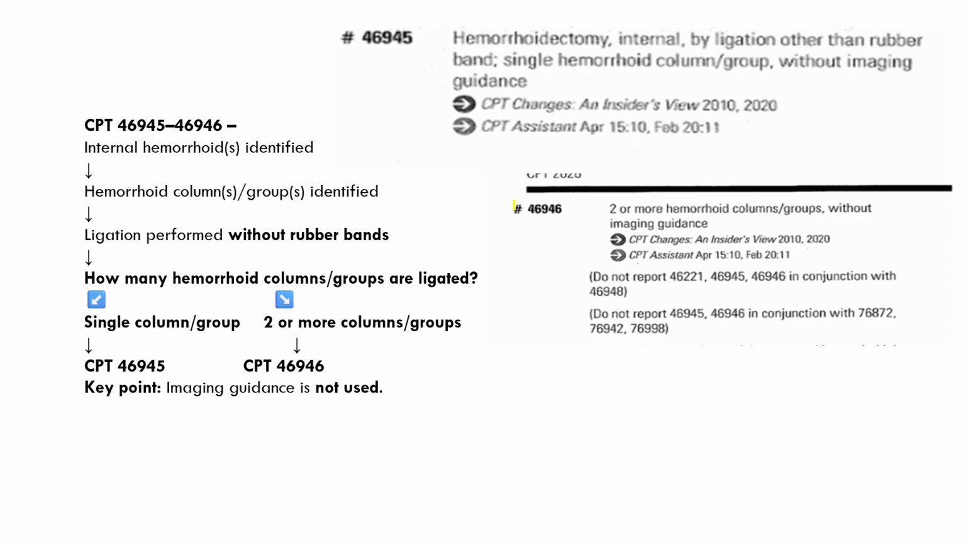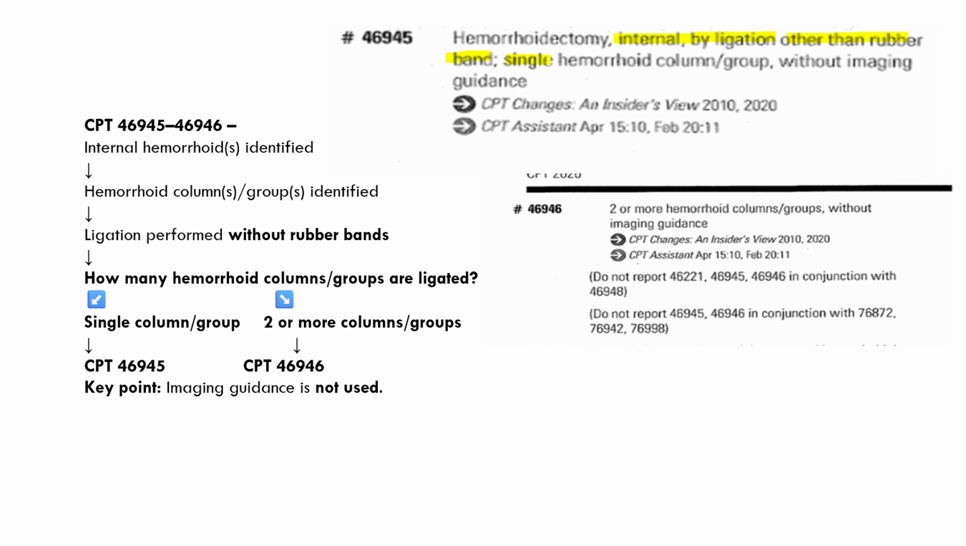So 46945 and 46946 we will see. Hemorrhoidectomy, same thing, he will remove the hemorrhoids. So what type of hemorrhoids is he going to remove? Internal hemorrhoids, by ligation only. Earlier he used a rubber band, but right now he is using something other than a rubber band. So if he is using something other than rubber bands, in that case we will code 46945 to 46946.